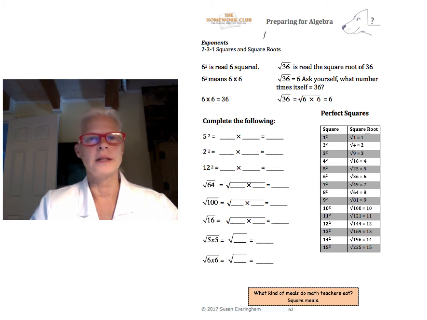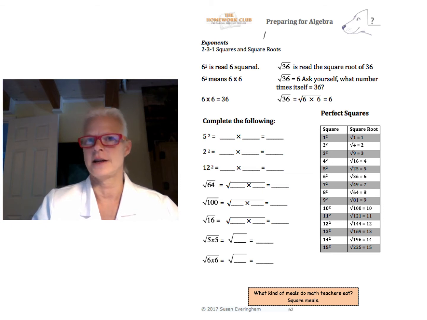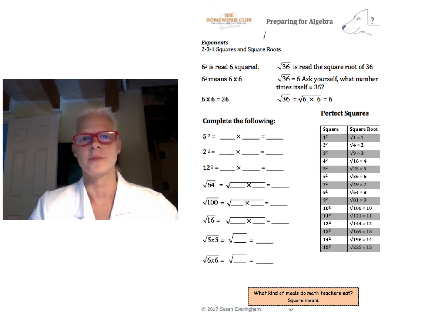And I would like you to complete the following. The first 3 are just square roots, this expanded form. 5 times 5 equals, and then 64 square root is 8 times 8, and you can finish the rest of them off, and we'll see you on the next page.